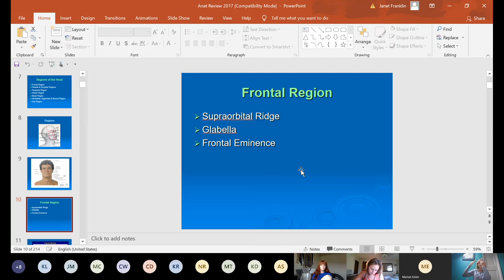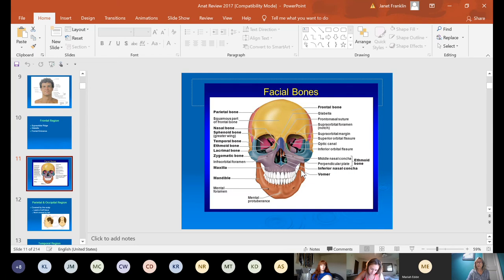And you've got your facial bones. This is a picture of all your facial bones, most of which we just talked about.